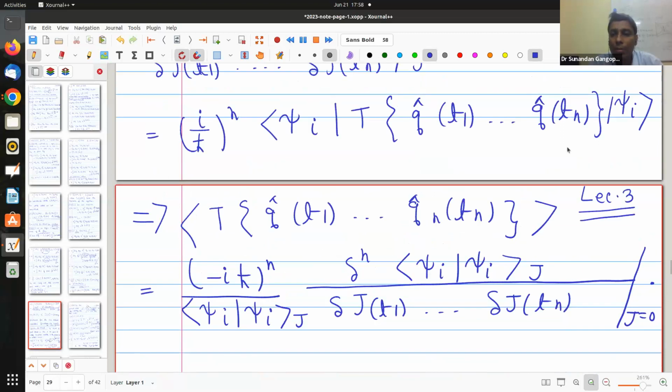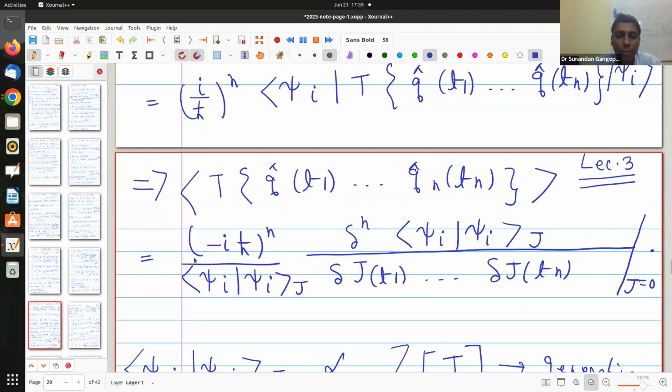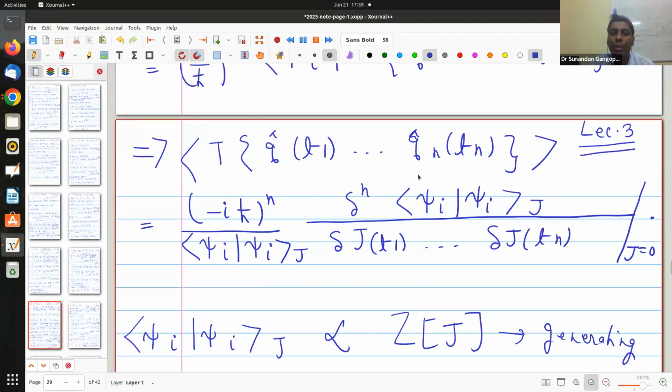So the general result, this particular object I'm writing in a shorthand notation, in angular brackets, is equal to (−iħ)^n times this factor. I've taken this factor to the other side of the equation, which gives (−iħ)^n, and then this is divided by the overlap of psi I in the presence of the external source. Why is this factor necessary? As I mentioned earlier, it is necessary for normalization reasons. If psi I is normalized, then there is no problem. If psi I is not normalized, then you just divide by this factor. And after calculating everything, you just set j equal to 0. That will give you the expectation value of the time ordered product of this string of operators.